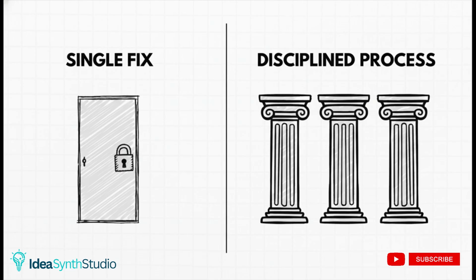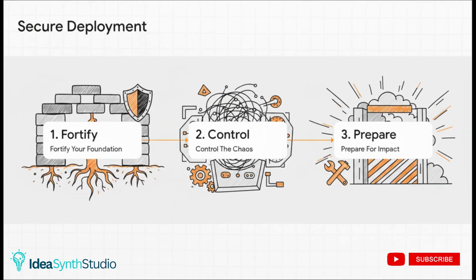And thanks to a fantastic guide from the Center for Internet Security, we can actually break this whole thing down into 3 core pillars of secure deployment. And here they are. First, you've got to fortify your foundation. Second, we have to control the chaos of all the constant updates. And finally, you have to prepare for impact. So let's jump right in.